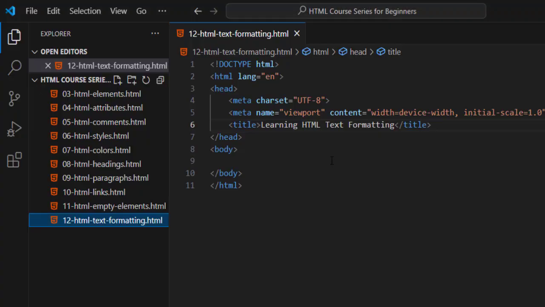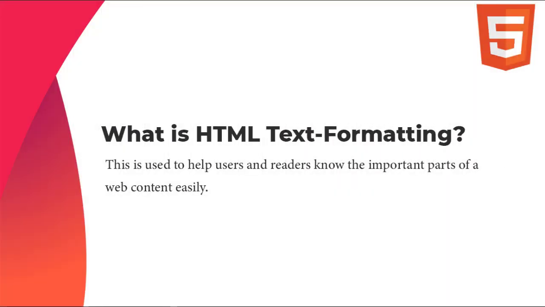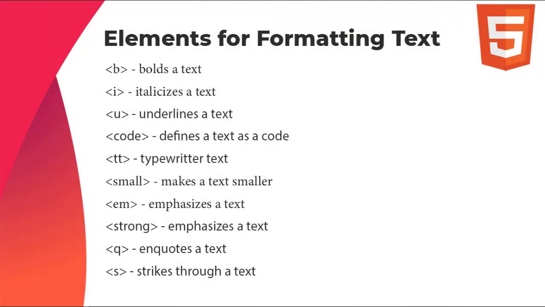Alright guys. So what is HTML text formatting? Just like the name implies, it's used to arrange or format a text. It helps users to know the important parts of a web content easily. There are many elements for formatting text in HTML, and we'll cover quite a few of them because there are so many, so this tutorial won't be so long.